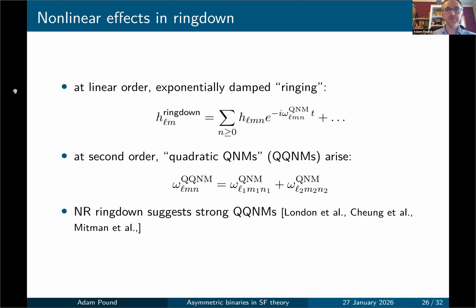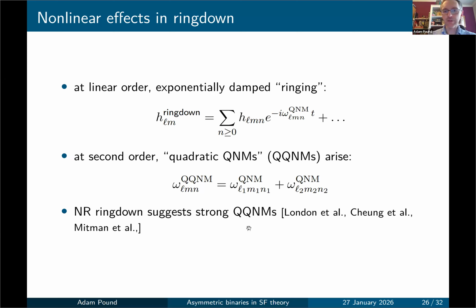the ringdown. So at linear order, your ringdown is just a simple sum of exponentially damped sinusoids, basically, with complex frequencies. So it's oscillating with a distinct frequency and it's damped with a distinct decay rate. At second order, if you look at the second order Einstein equations, we have products of things like this. Well, you generate new modes that are simple sums of these first order modes, of these linear modes. So you have what are called quadratic QNMs or QQNMs, which is a simple sum of first order ones.